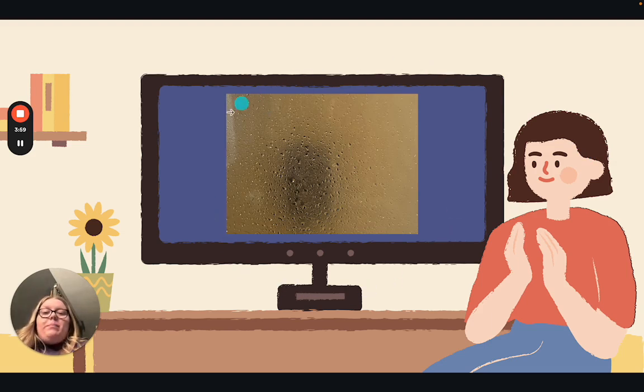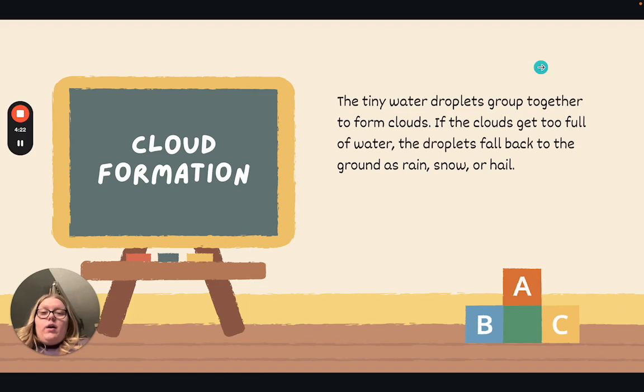So this is what immediately came to my mind. Every day I see this. So when I take a shower, the hot water from my shower becomes steam or water vapor, and condensation forms on my bathroom window or the mirror in my bathroom. So the tiny water droplets group together to form clouds, and when they get too full, the water droplets fall back to the ground as rain, snow, or hail.